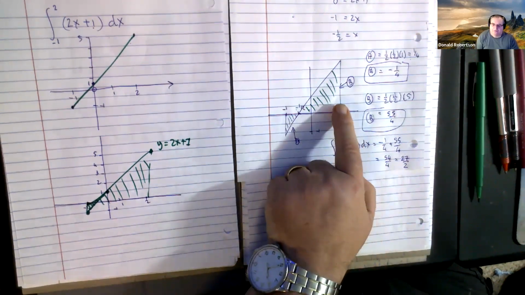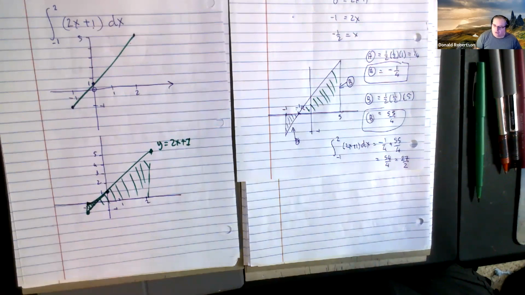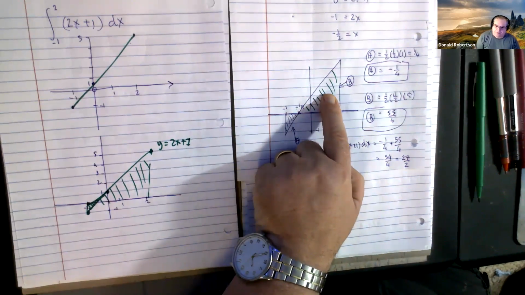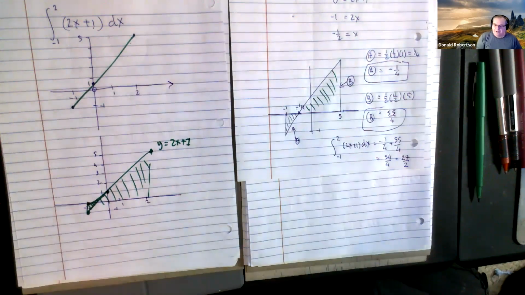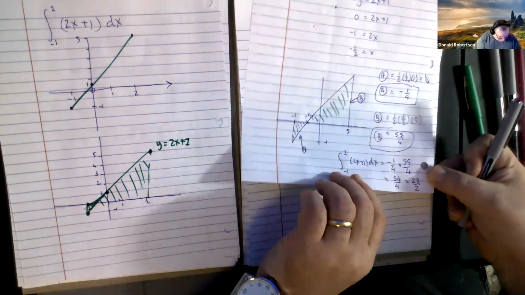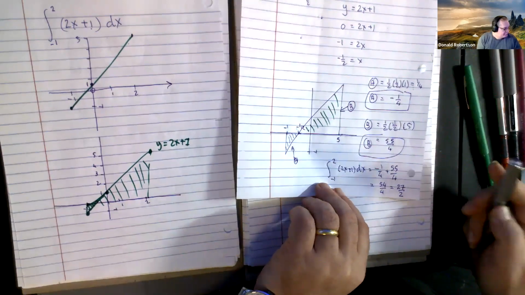So the area of a straight line is almost always going to involve triangles. Sometimes one piece of triangle is below the x-axis and the other's above. If you're lucky, they're all above the x-axis, but triangles and rectangles is what you're going to have to deal with.